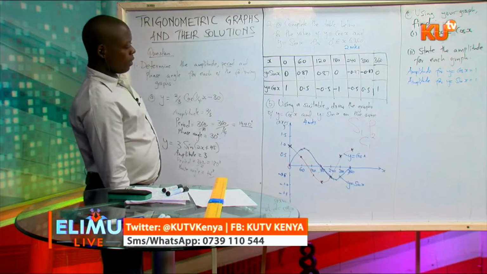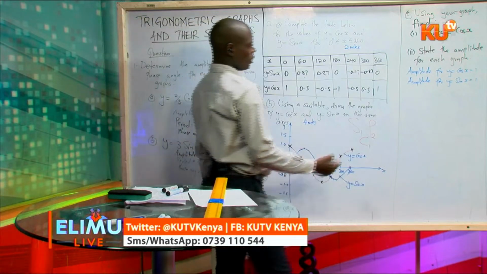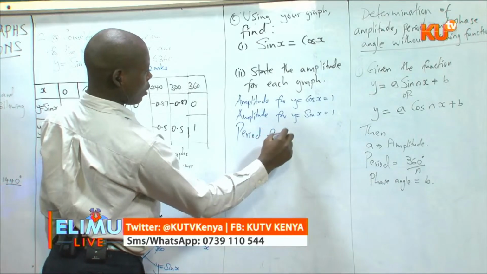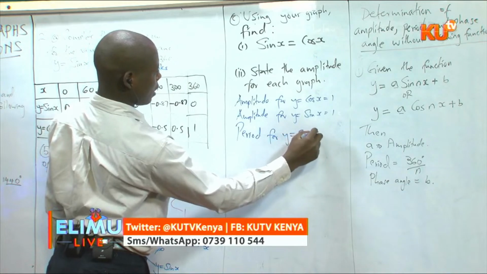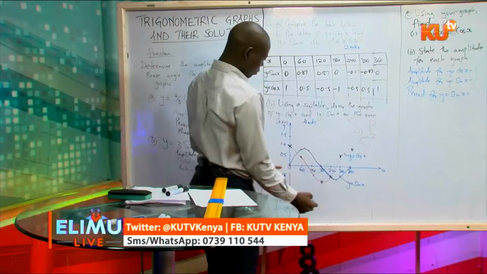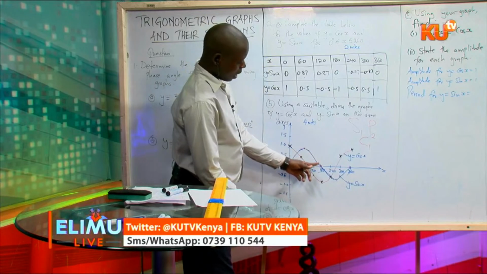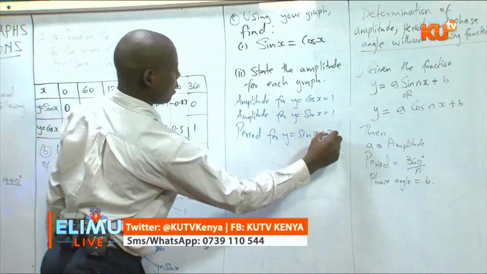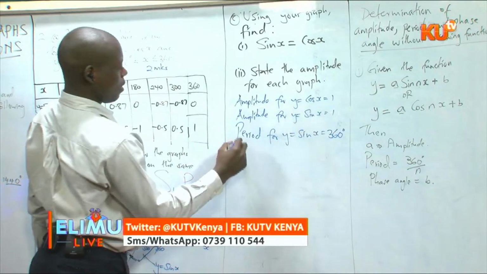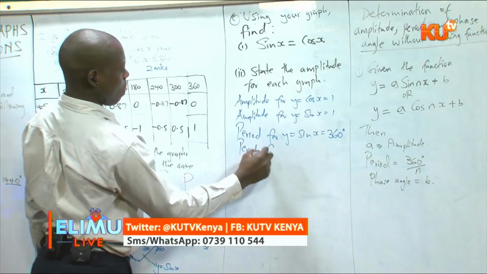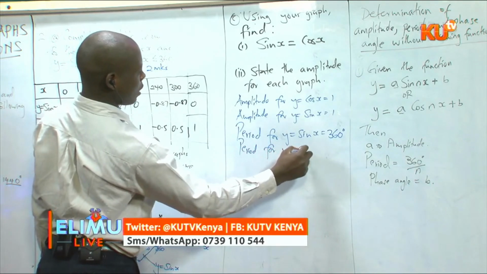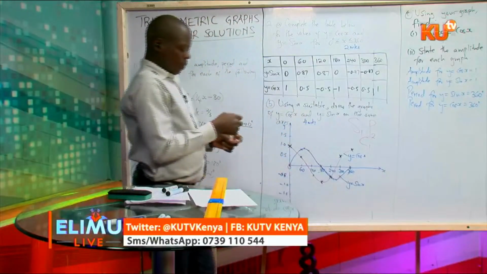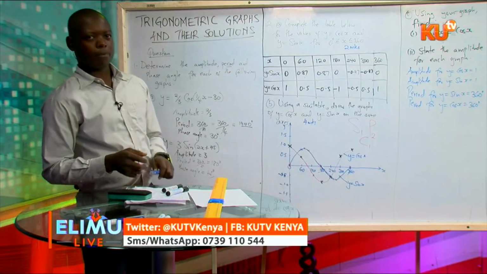If we are looking at the period in each case, the period for y is equals to sin x. This is a half of the cycle. This is another half. That gives us 360. And then the period for y is equals to cos x, again will be 360 degrees. And so we are left with part 1.